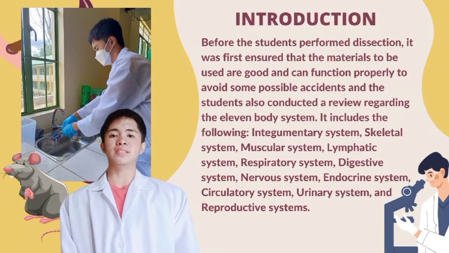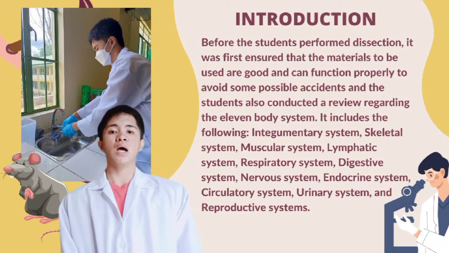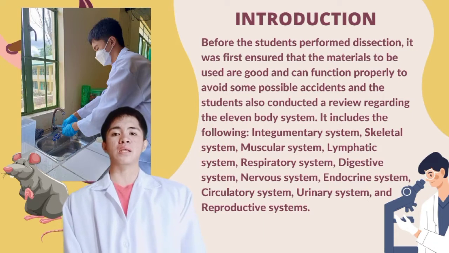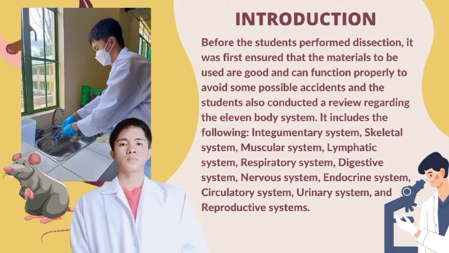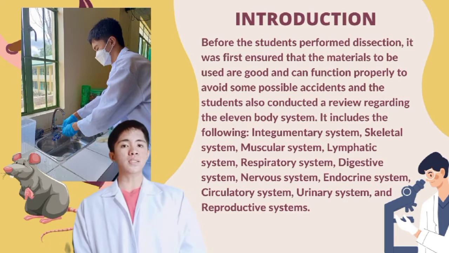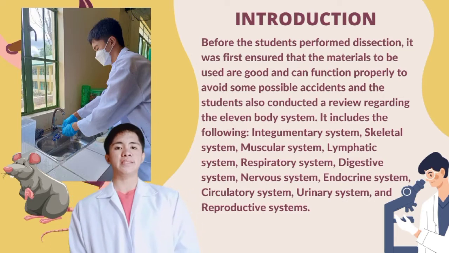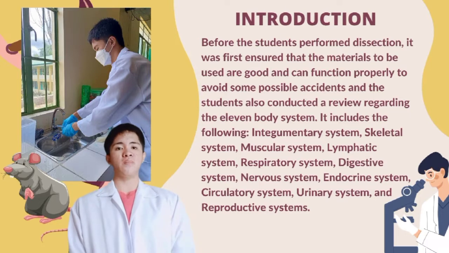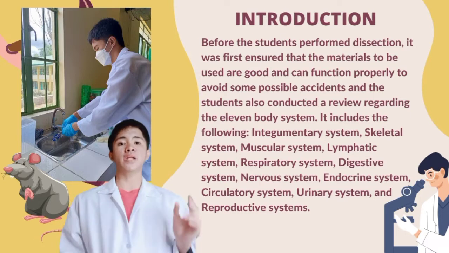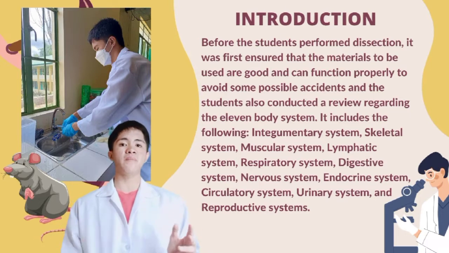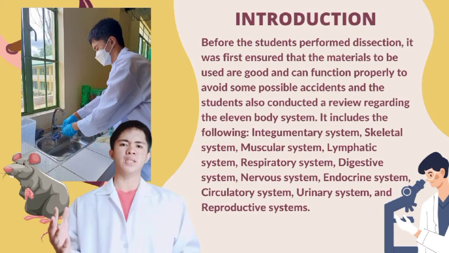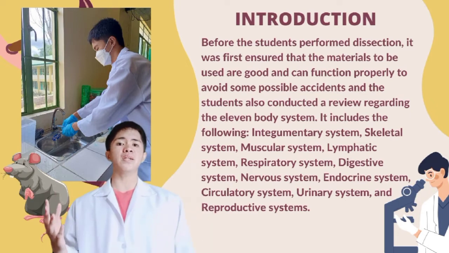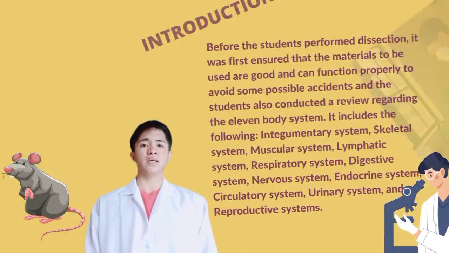Before the students perform dissection, it was first ensured that the materials to be used are good and can function properly to avoid possible accidents, and the students also conducted a review regarding the 11 body systems. It includes the following: integumentary system, skeletal system, muscular system, lymphatic system, respiratory system, digestive system, nervous system, endocrine system, circulatory system, urinary system, and reproductive system.